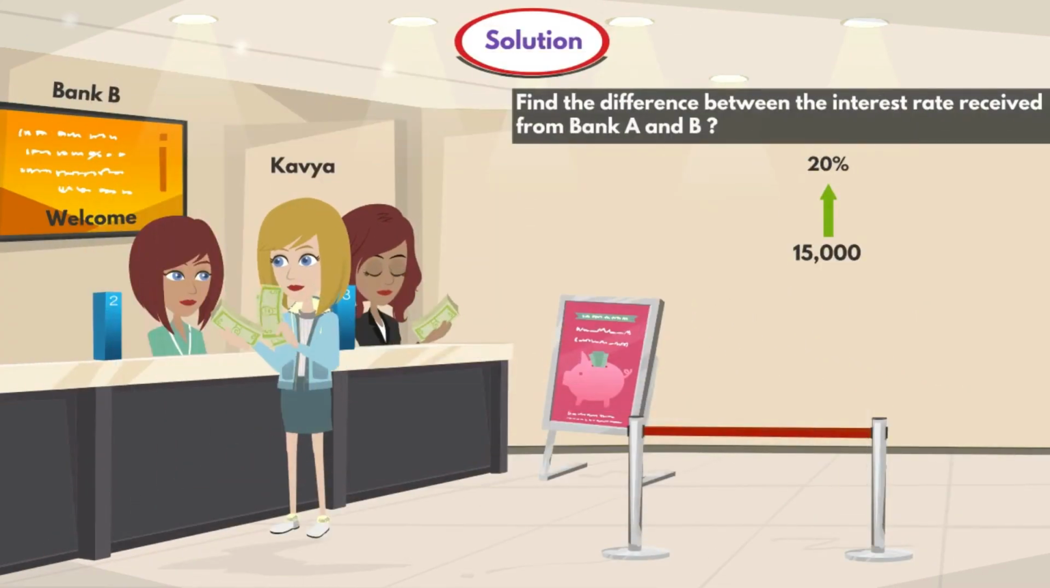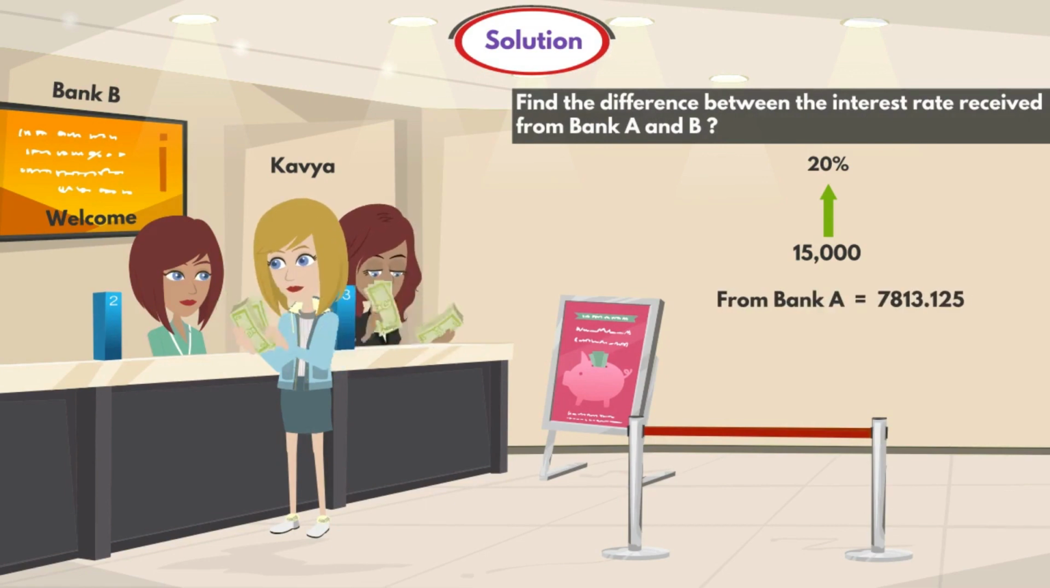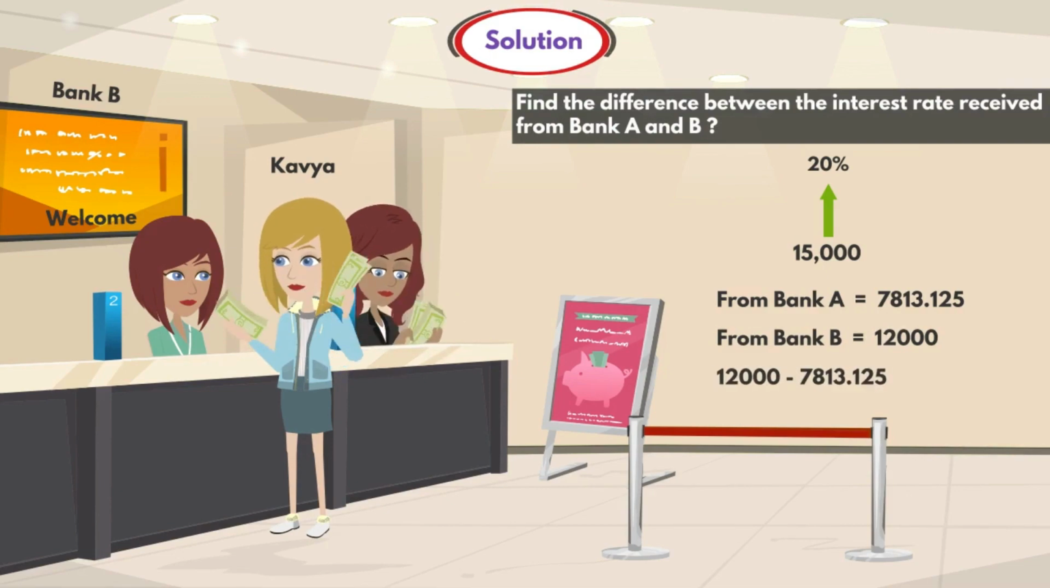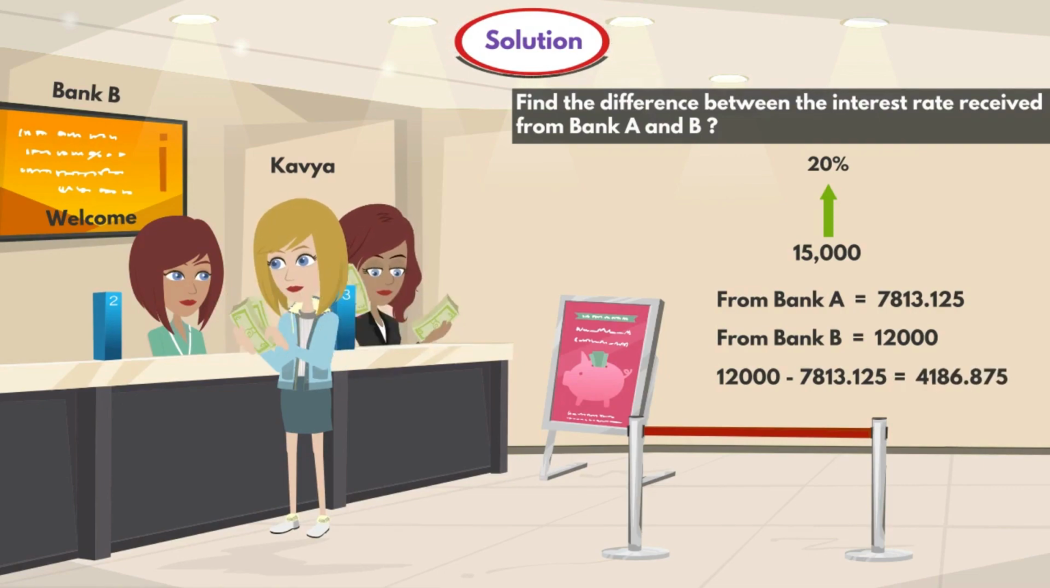Now in the question they are asking the difference between the interest received from Bank A and B. So here the interest received from Bank A is 7,813.125 and the interest received from Bank B is 12,000. So the difference is 12,000 minus 7,813.125, that is 4,186.875. So here the difference between the interest received from Bank A and B is 4,186.875 rupees.